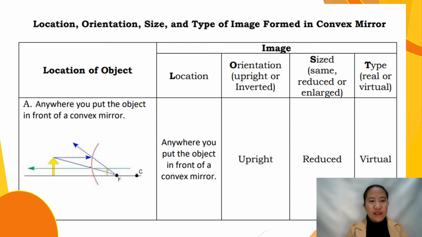Another, in convex mirror, kahit saan mo ilagay yung iyong object in front of this convex mirror, you will always find that the image will be formed behind the mirror, and then it is always upright, but always reduced and always virtual.